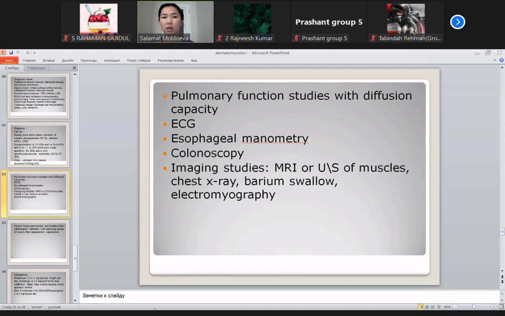Electrocardiograms, esophageal manometry because there will be dysphagia, if you remember. Colonoscopy sometimes because muscle is affected. Sometimes the patient also complains of a problem with the colon's function.